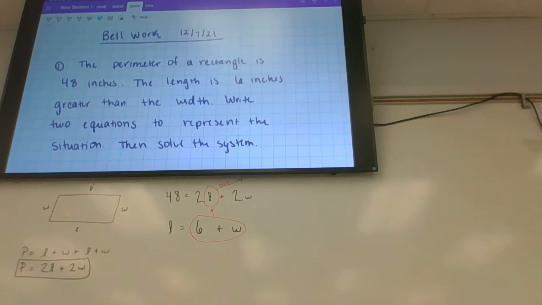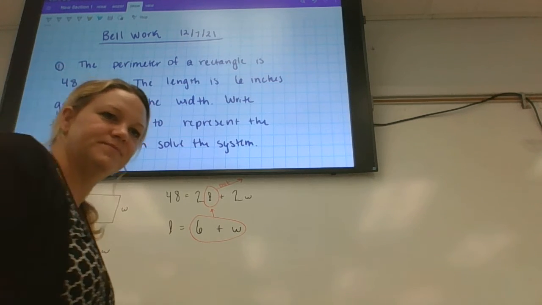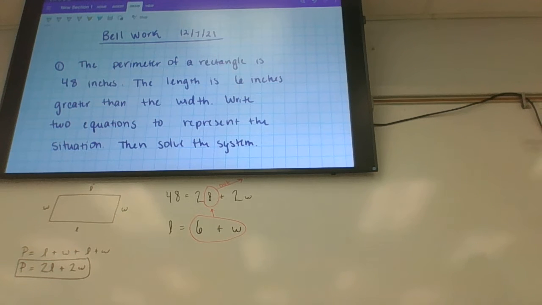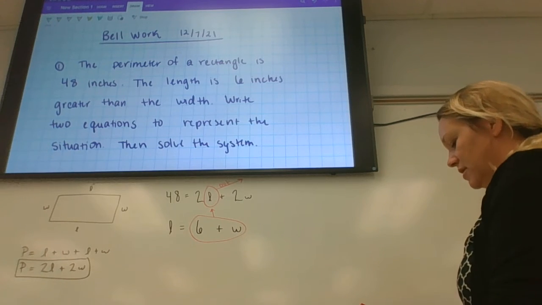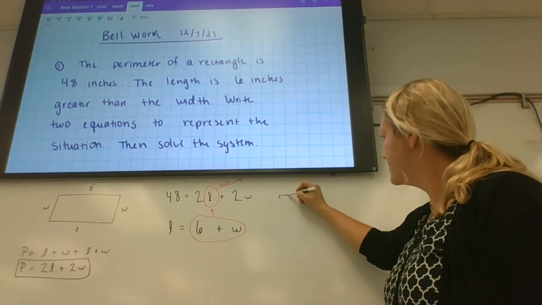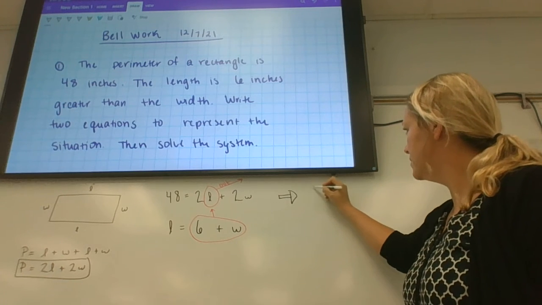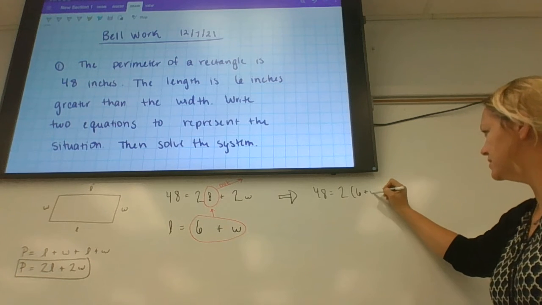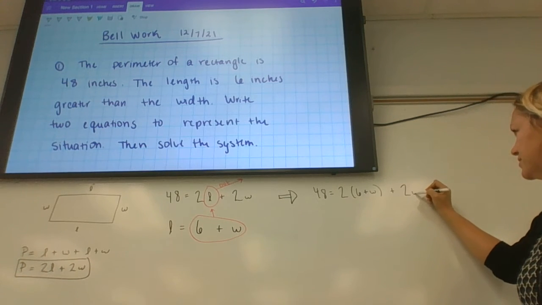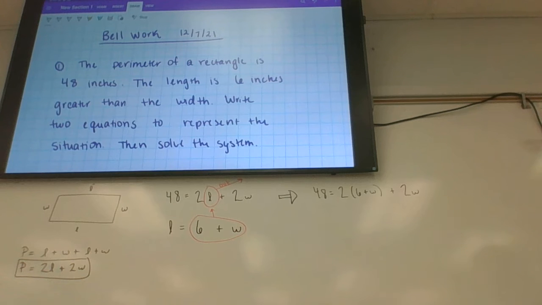Well done. Well done. So is it 16 or 16? I'm getting 16. Okay, so we got 48 equals. I keep the 2. I use parentheses, plus 2w. If you did that, great job. You plugged in correctly. Your substitution was good.